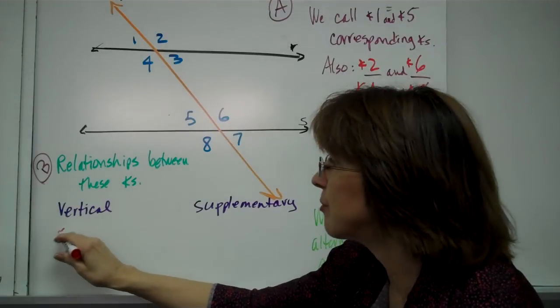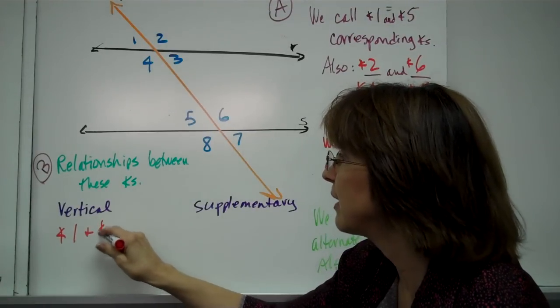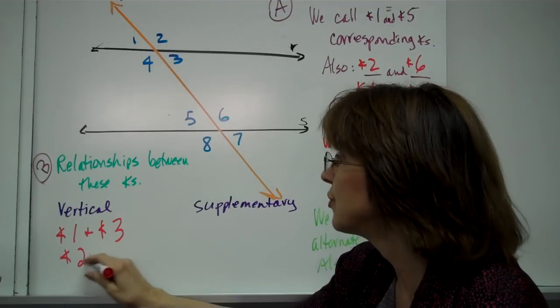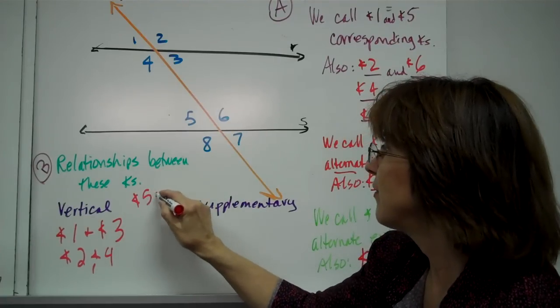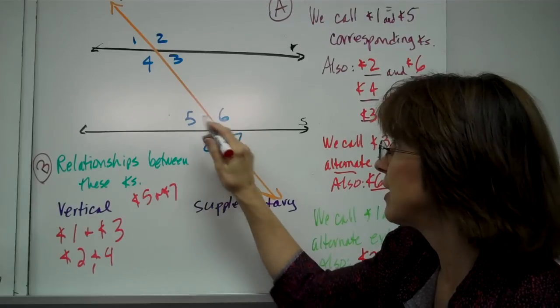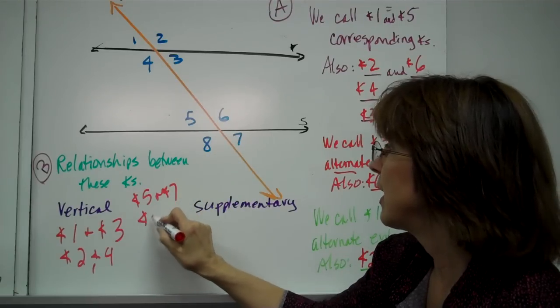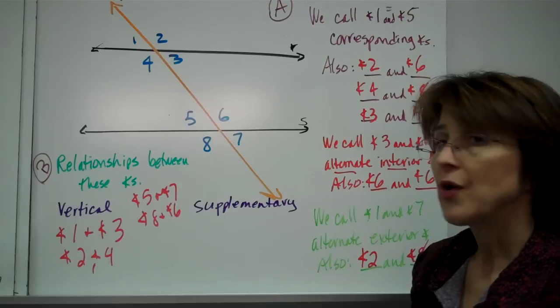We know that a pair of vertical angles would be 1 and angle 3. Also 2 and angle 4. Also, I don't have enough room, 5 and 7 are vertical, right, because they're opposite, and so are 8 and angle 6. Okay, let's talk about supplementary.